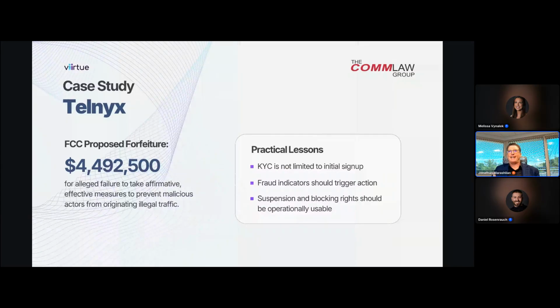A contract might say that you can suspend unlawful traffic, but can your operations team actually do it? Do they know when? Do they need approval? From who? How fast? Can they suspend one campaign, one trunk, one customer, one route, or all traffic? Do they know how to preserve the evidence? The Telnyx case is a reminder. Regulators care about what you do when the warning lights start blinking, not just what your policy says in calm weather. Next slide.